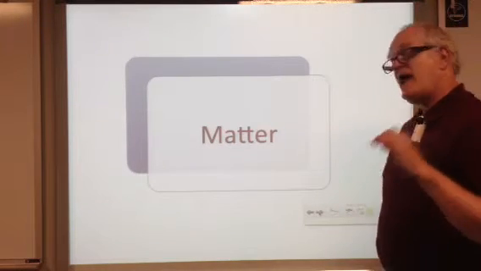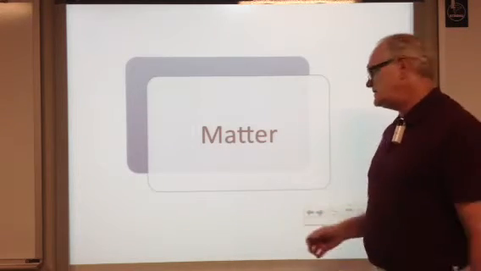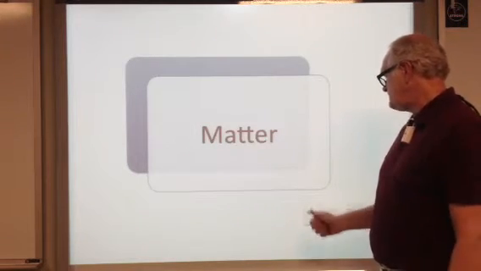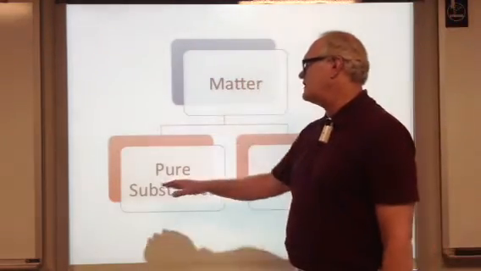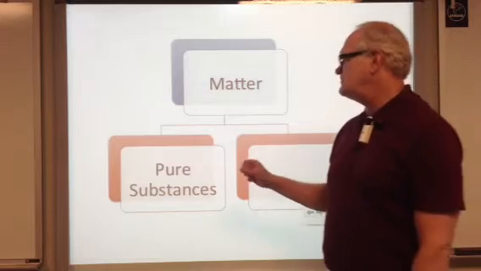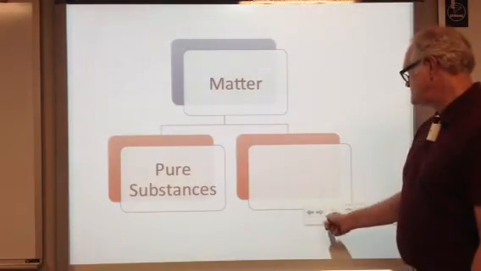We're going to talk about a system, not the only system, but a system of dividing matter into types just to make it easier to talk about and to understand. So the first thing we can do is take all matter and divide it up into two different types. And the first type is pure substances.